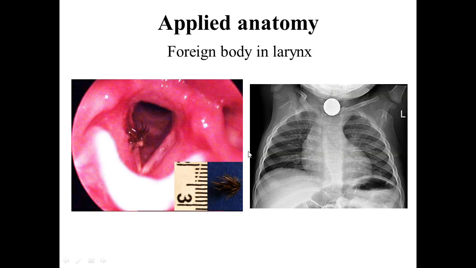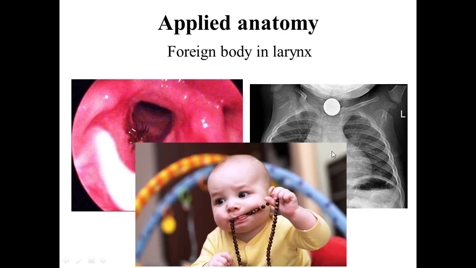Then foreign body in the larynx, foreign body like thorny structures, for example the fish bone may get caught in the larynx in the vocal folds. Then the coin may obstruct the larynx, laryngeal cavity, and this foreign body impaction is especially seen in the children.